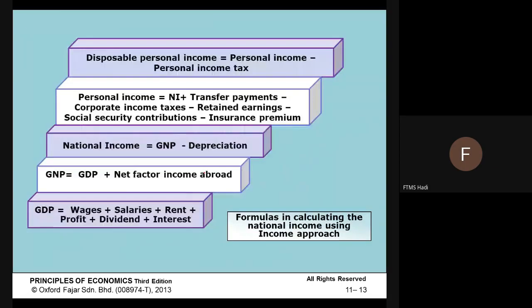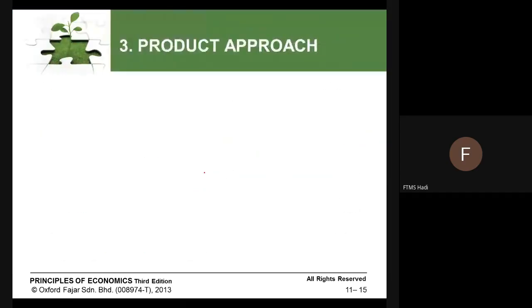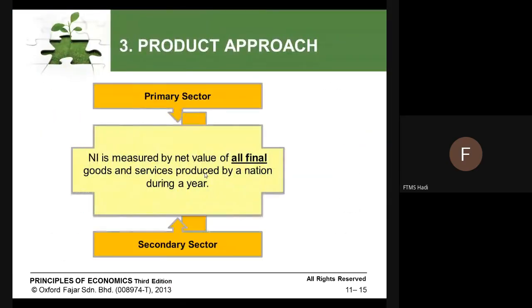Okay, and the last one, national income is measured based on product approach. Okay, so how do they measure that? National income is measured by net value of all final goods. That means it is already produced. Half produced we cannot measure. Okay, produced by a nation during a year. That means which is by a country.